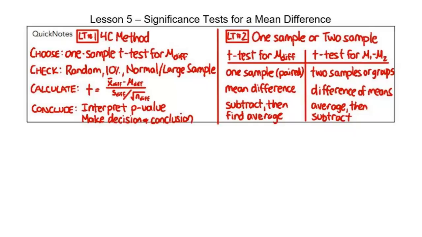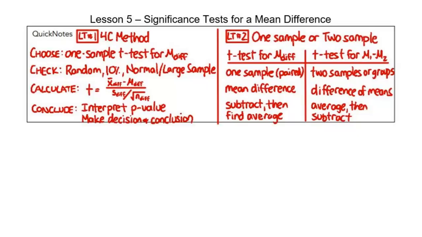T-test for mu1 minus mu2, we have 2 distinct samples. 2 samples were taken and information was collected about each of those samples. You take the average of sample 1 and the average of sample 2 and then subtract. So you average first and then subtract. This is the difference of the means, the subtraction of the averages.